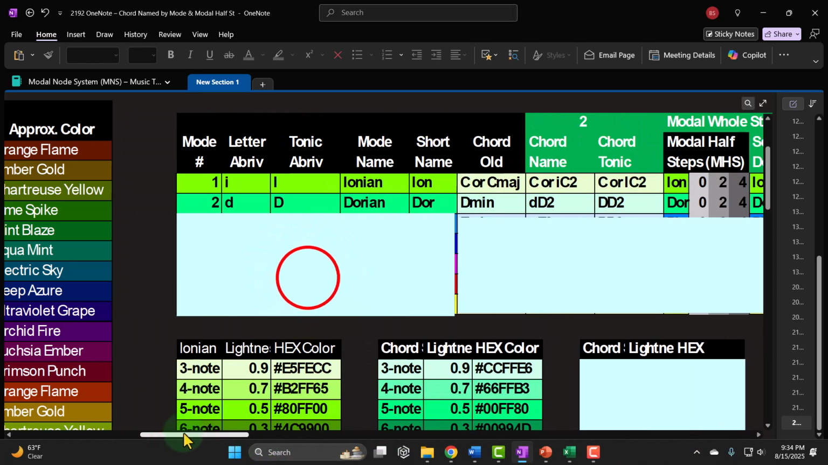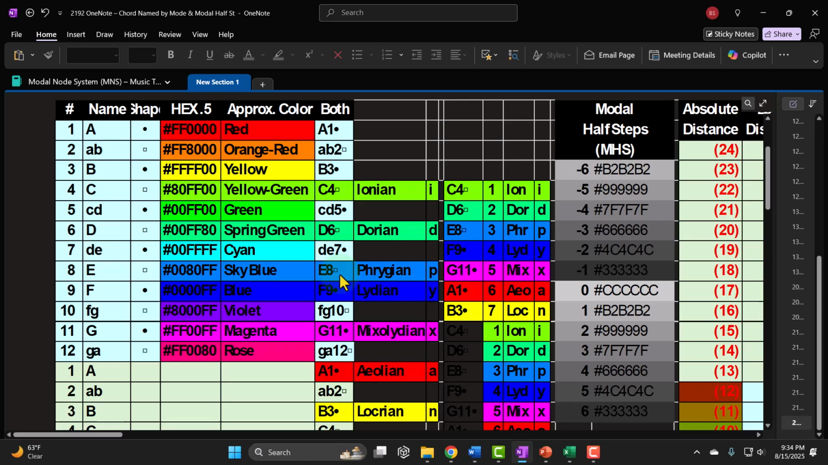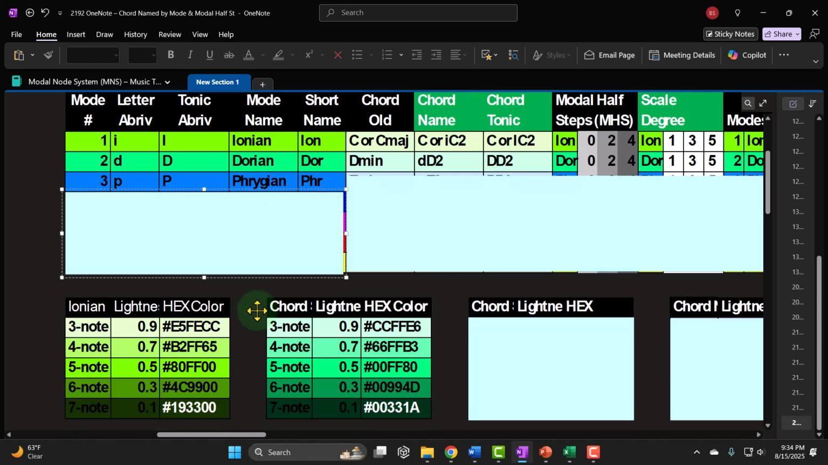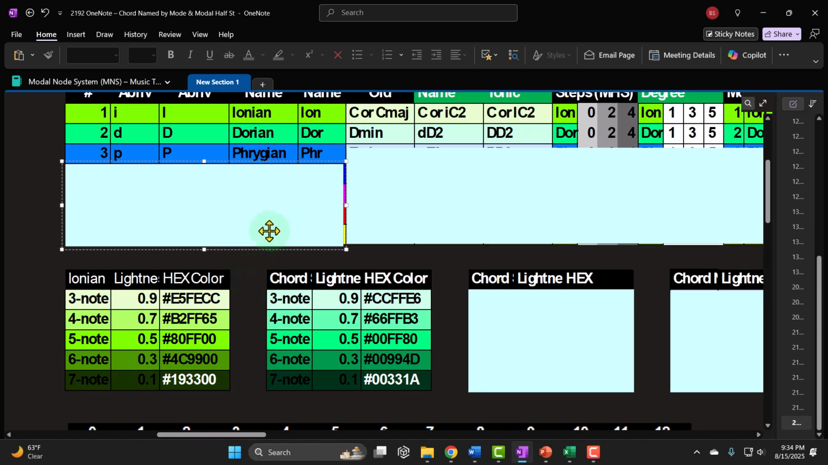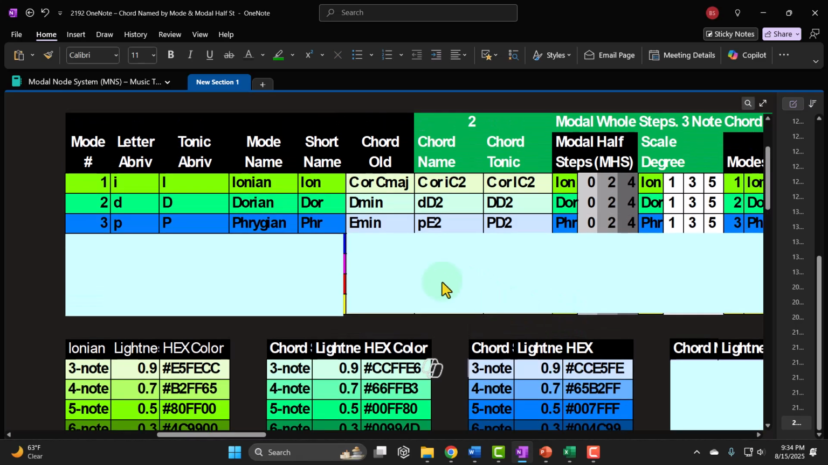We go down to the 3. So that's going to be the Phrygian. If we build off the Phrygian, we're going to take the sky blue, take that number, ChatGPT, and give me the breakout so I can name the difference for those. So here's the normal sky blue, a 3-note. Here's the breakout. So a 3-note then is going to be a light sky blue, which is what I'm going to call shade 3 sky blue for a 3-note chord.